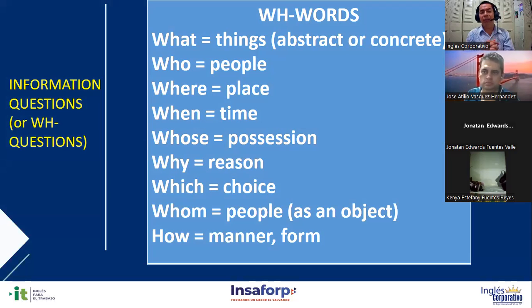And when do we use what? When we talk about things, cosas, abstract or concrete. Who is for people. Quién? Where is for place. Donde, right? When is for time. Cuando, right? Whose is for possession. De quién es esto? Whose possession, right? Why? We say reason. Por qué? Which is a choice, is an option. You say, ¿cuál? ¿Cuál de estos? Which? And whom refers to people as an object. We say, ¿a quién? And finally, how is about manner, manera or form. Right? So these are the WH words.